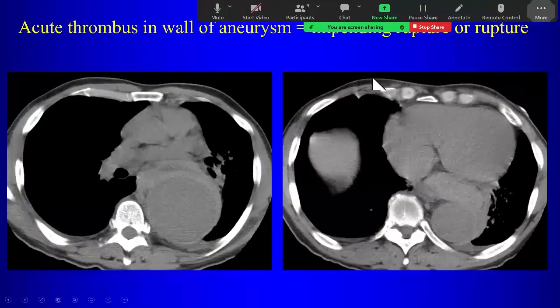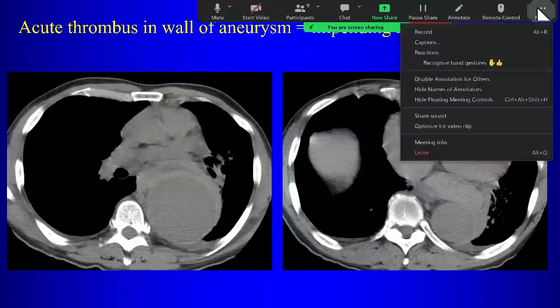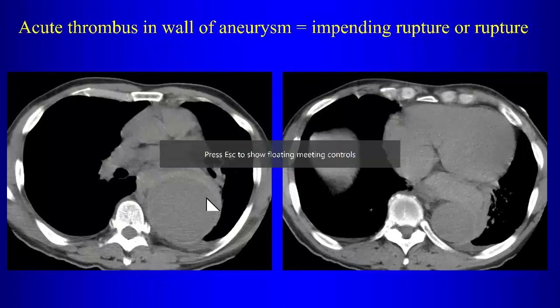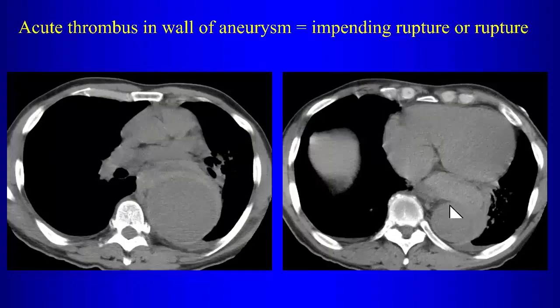On a non-contrast CT, if we have a high attenuation crescent, that could be a sign of imminent rupture. So if we see that, then we can suspect imminent rupture if you see a high attenuation crescent like that. Here again, also another example where we have some crescent, but there's also hematoma there outside of the aorta. So that means that we have rupture in that case, if we see that.